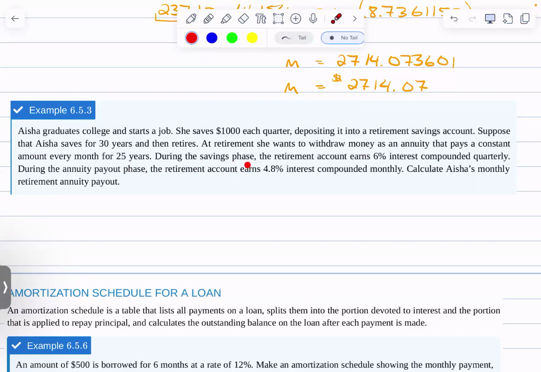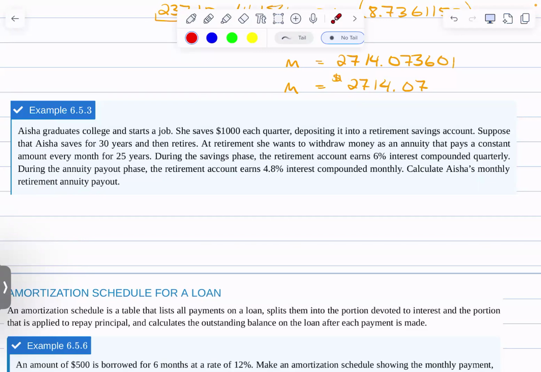During the savings phase, hopefully she has other income. During the savings phase, the retirement account earns 6% interest compounded quarterly. But during the annuity payout phase, the retirement account earns 4.8% interest compounded monthly. So we have to keep track of those 2 rates, just like I warned you. Calculate Aisha's monthly retirement annuity payout.